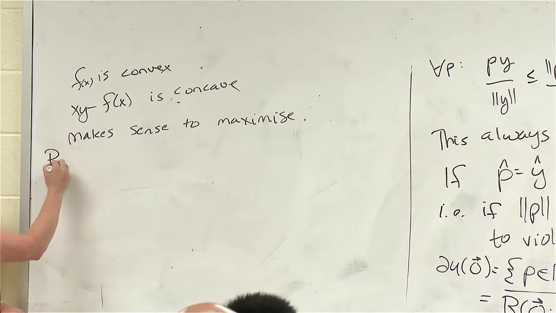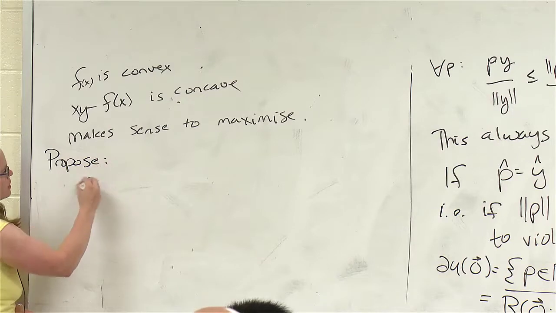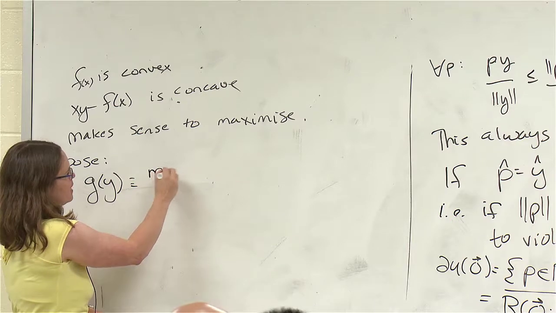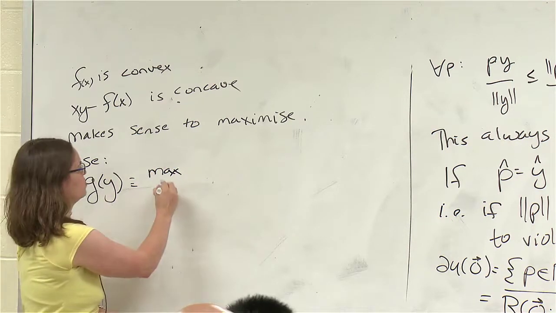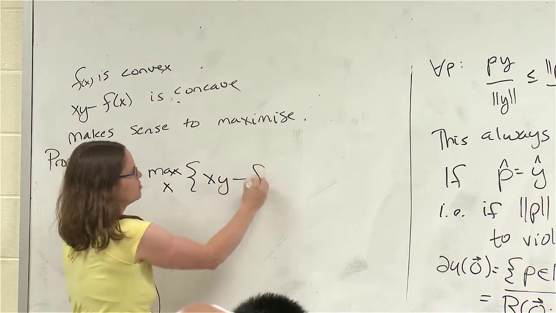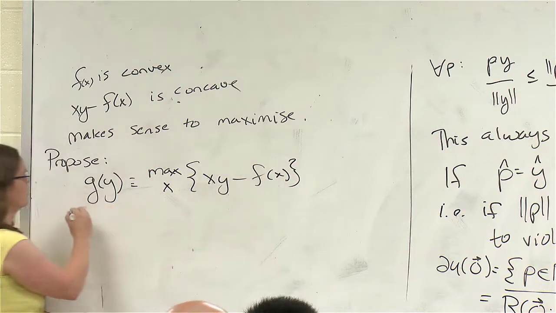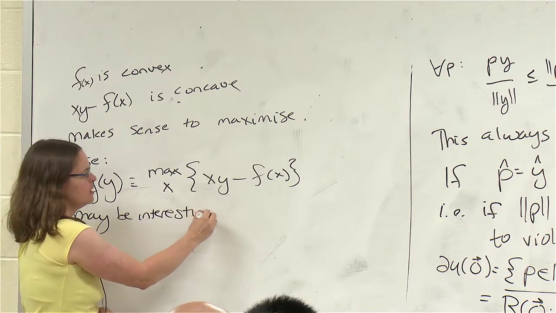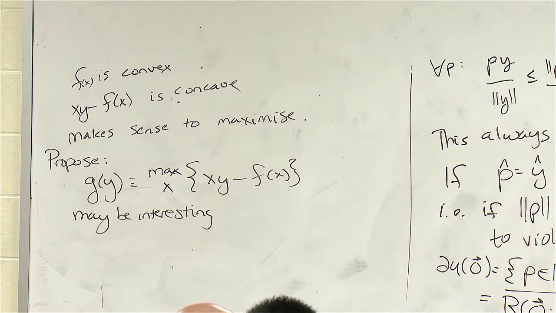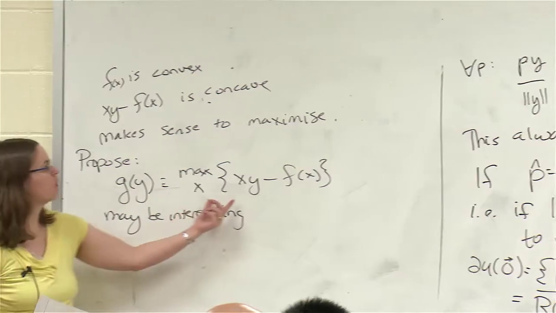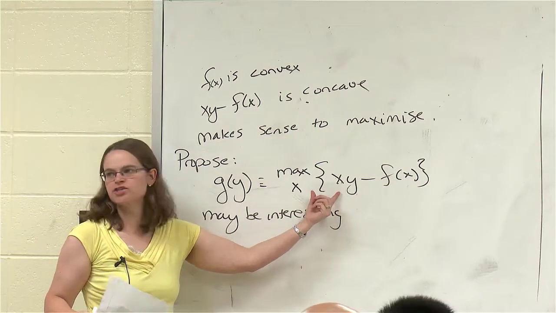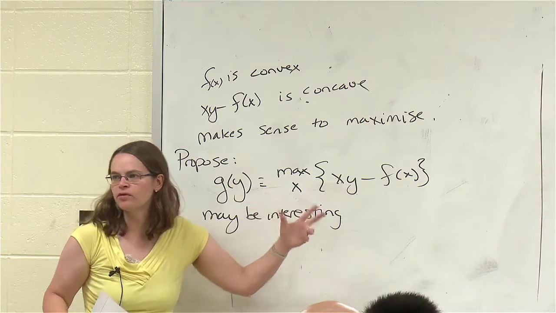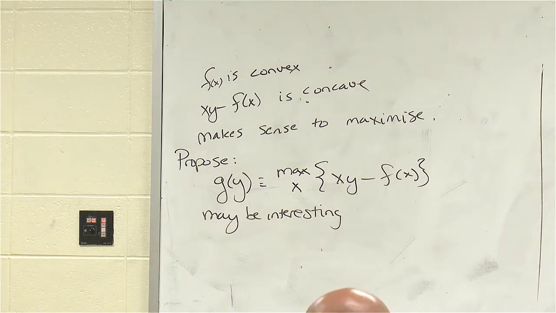Okay, so I'm going to propose that this object, g of y, that I've defined to be now the maximum over all values of x of xy minus f of x, may be interesting. Graphically, it says something about these y-intercepts. Writing it like this, we get an interesting connection between the x that maximizes this and the y that we care about. Somehow one is the derivative of the function.